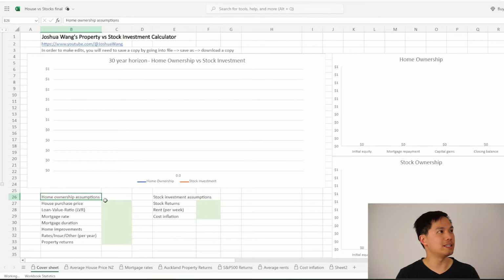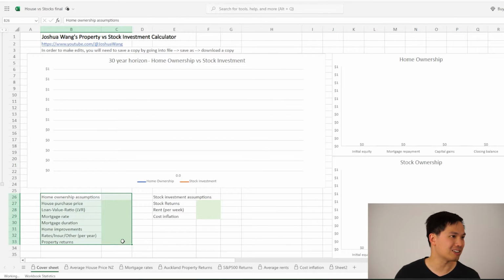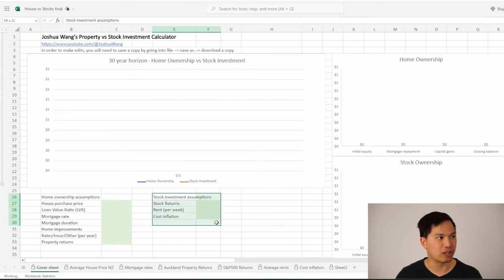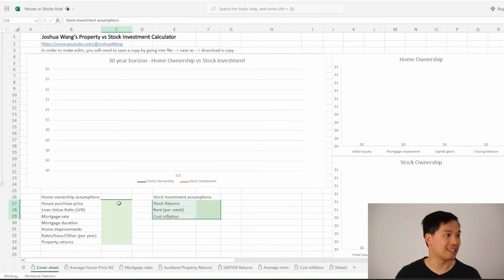So over here is the property versus stock investment calculator. There's two sets of assumptions that we'll need to input in this calculator. The first one is the home ownership assumptions, and the second one is the stock investment assumptions. The only thing that you can change in the spreadsheet are the green cells. Anything else is protected, and the reason why that is so that you don't accidentally delete something and the whole calculator fails.